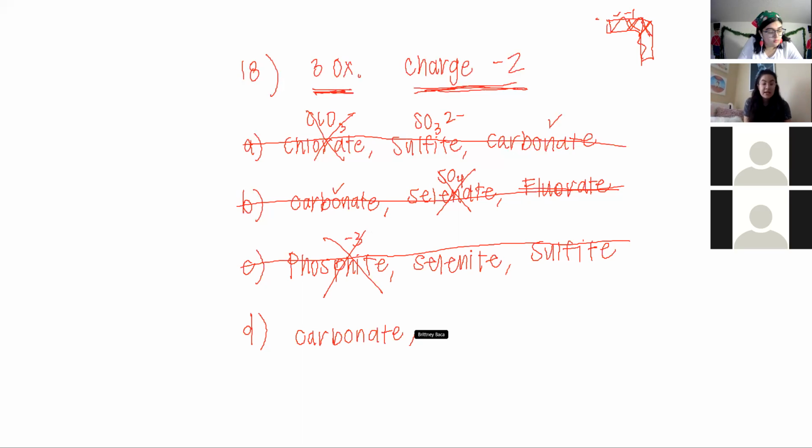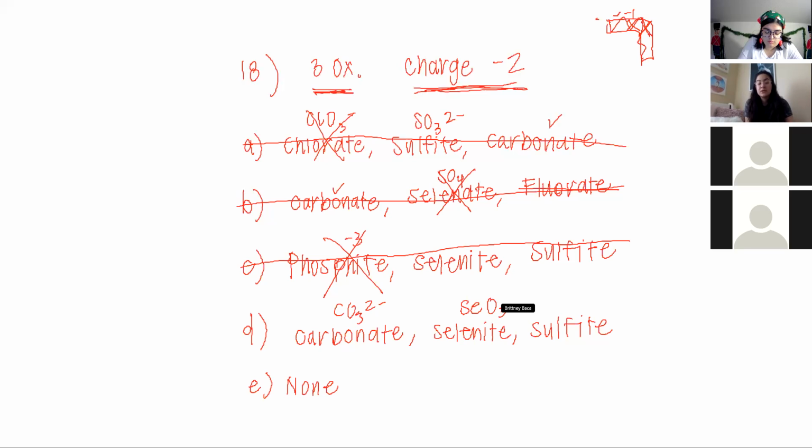D gives me carbonate, selenite, sulfite. What do we think about this one? They all have 3 oxygens and a 2 minus charge. Okay, so then it looks like they all have 3 oxygens and 2 minus charge. So CO3 2 minus, SeO3 2 minus, SO3 2 minus. So then we're gonna go ahead and go with answer D. Any questions on any of this? No? Okay.